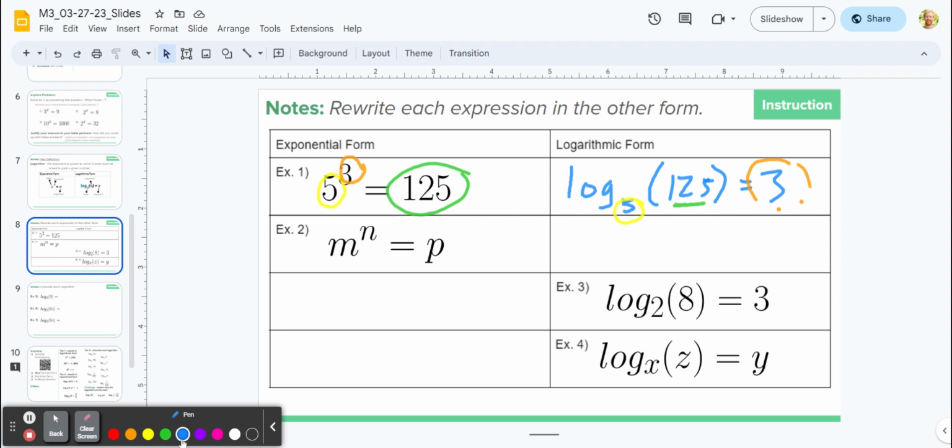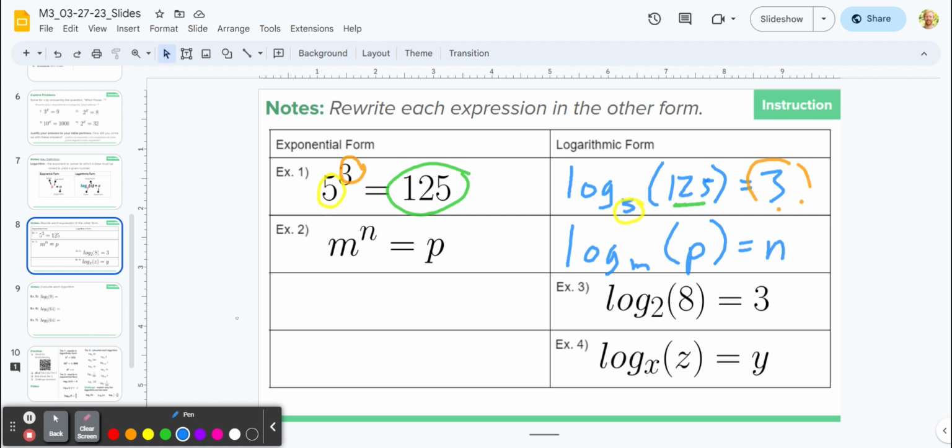So try this next one on your own. Pause your screen, unpause it when you're ready to go. m to the n power equals p. That will be log base m of p equals n.